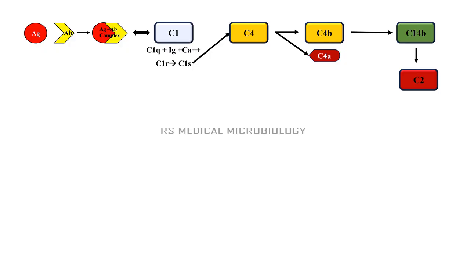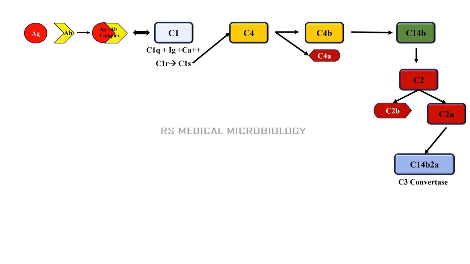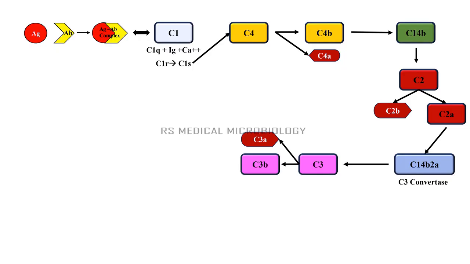Now this will go on to the next step of the cascade, which is activation of the C2 molecule. Again, it will split up into a bigger fragment C2A and a smaller fragment C2B. Now this C2A combines with the previous molecule and forms a C3 convertase, the first important step in the classical complement pathway. So next is the activation of C3, where you have the bigger fragment C3B and the smaller fragment C3A. This is the C5 convertase.